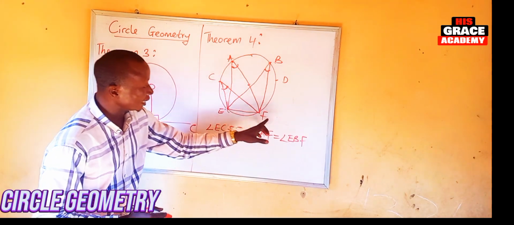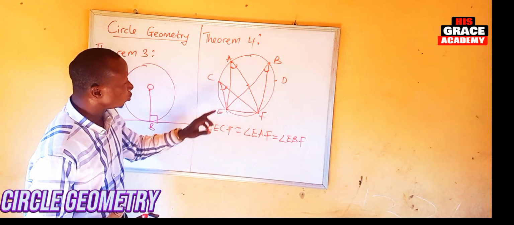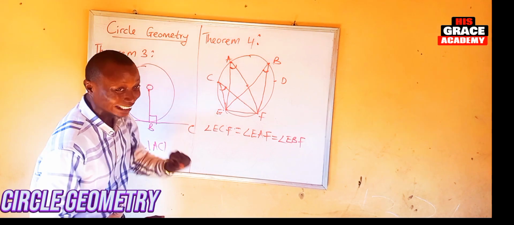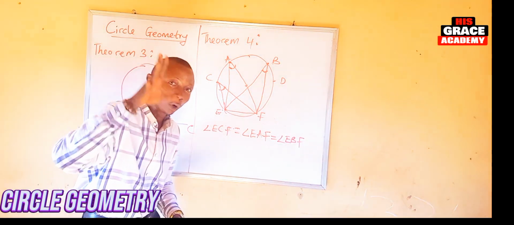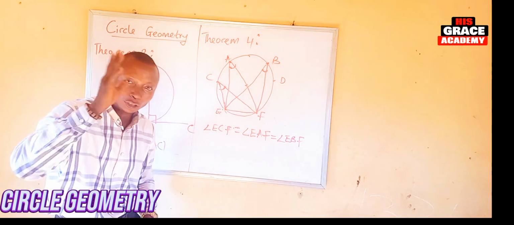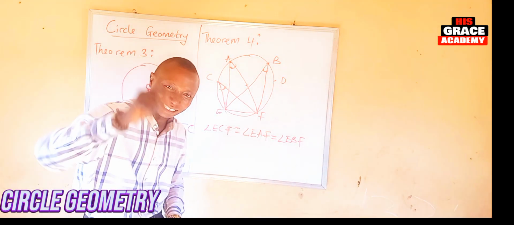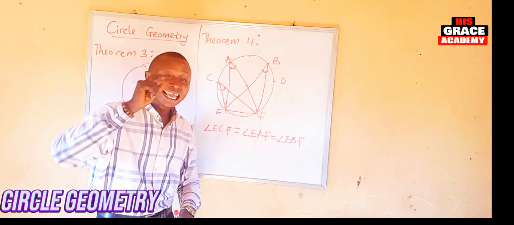So angle ECF, angle EAF, and the angle EBF, they are all inside the same segment. So they are subject to being equal. So the angles in the same segment of a circle are equal.